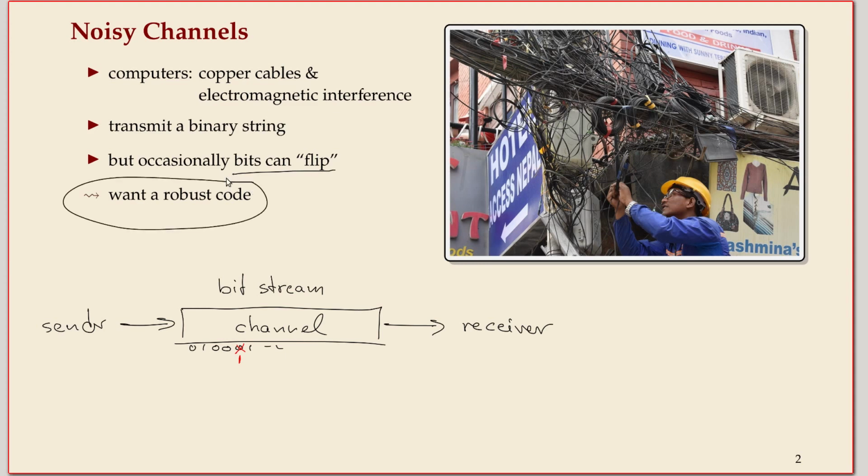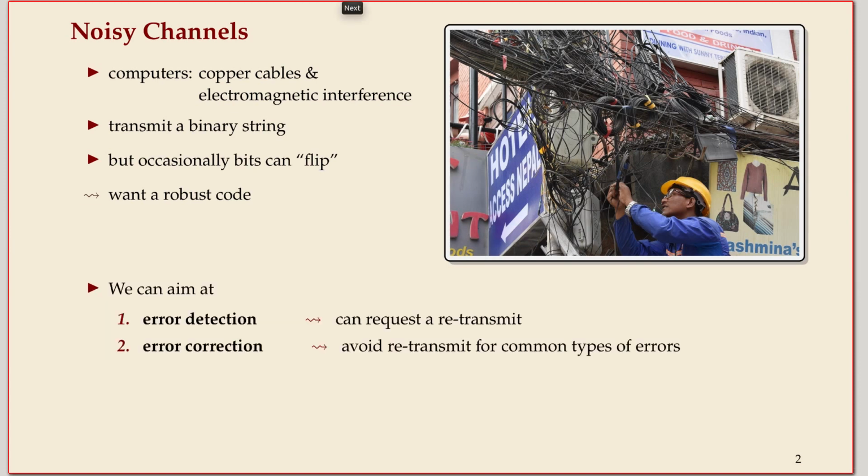And then the goal for this unit is to try to invent encodings, codes that can allow a sender and a receiver to reliably communicate through this channel, even in the presence of these types of errors. And we will be interested in whether that is possible, how well it is possible, and at what cost. Again, there are two different types of robustness. We can look at detecting errors and correcting errors.